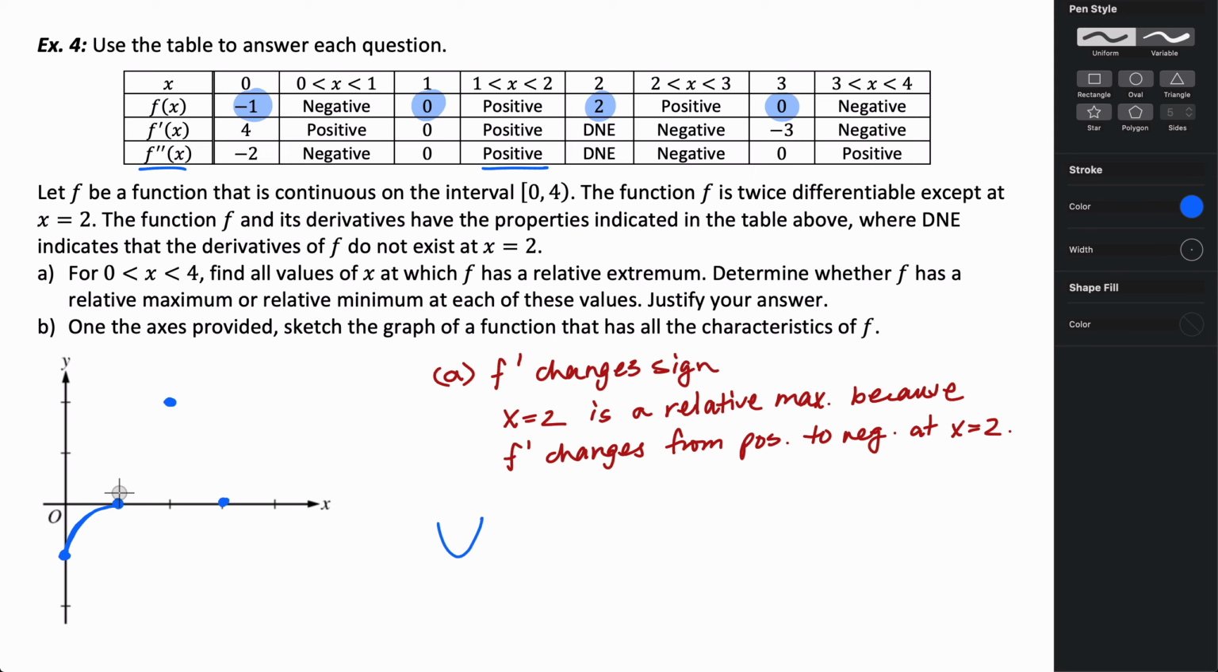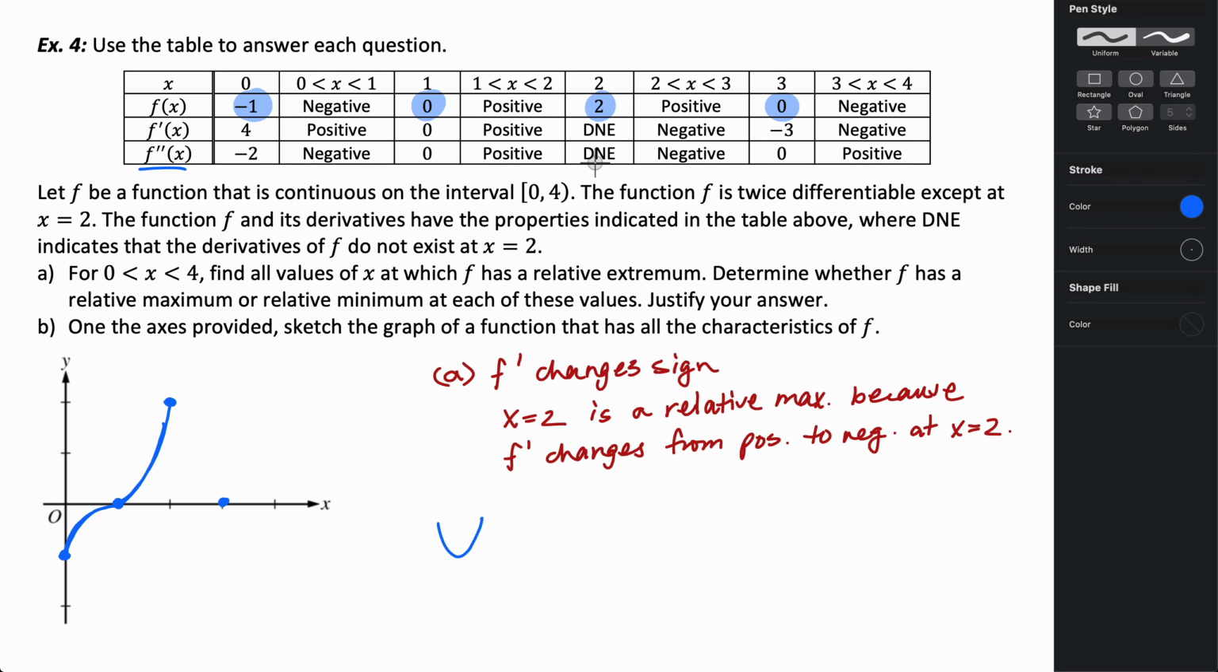So I'm going to have some region that's concave up, like this portion. It's going to do something like this here. So we have a horizontal tangent there at 1. This part from 0 to 1 is concave down. This part from 1 to 2 is concave up. And we look like this. Okay. So we have that half of the graph.